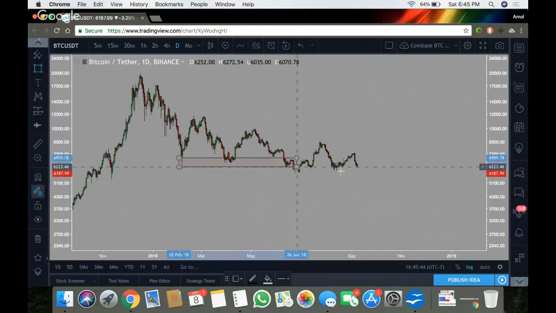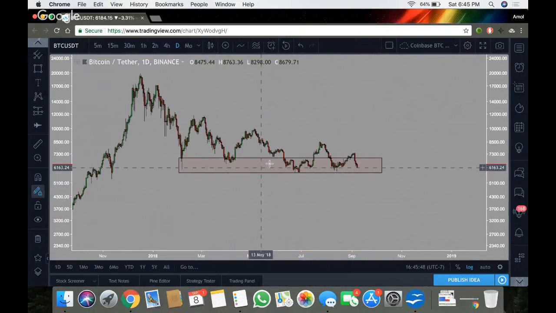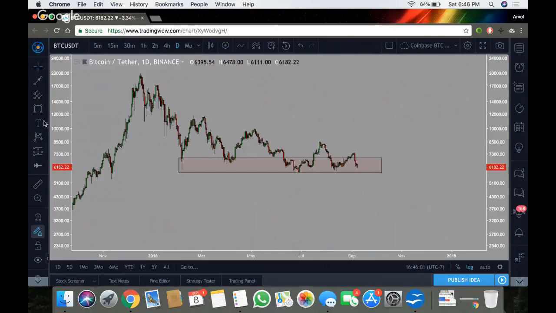Look at these closing wicks right there, right? So this is essentially the bottom range of Bitcoin. This is technically called a demand zone. This is the bottom support zone, okay? Every time Bitcoin comes down to this zone, we see a rapid movement to the upside, right?